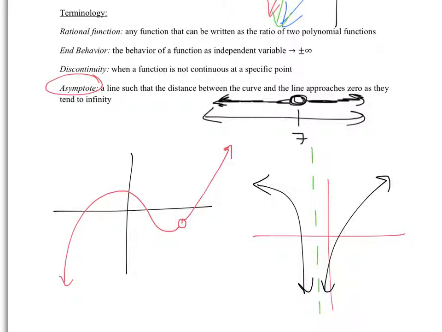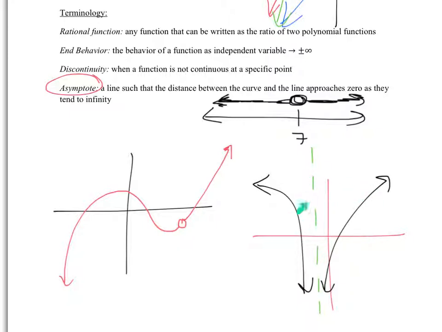Okay, but an asymptote is a line such that the distance between that line, or between the curve and the line, approaches 0 as they tend to infinity. So this little gap here, how far away is this? Give me a number.